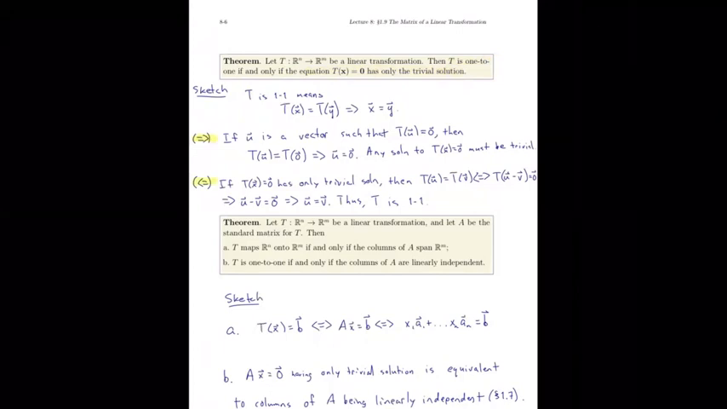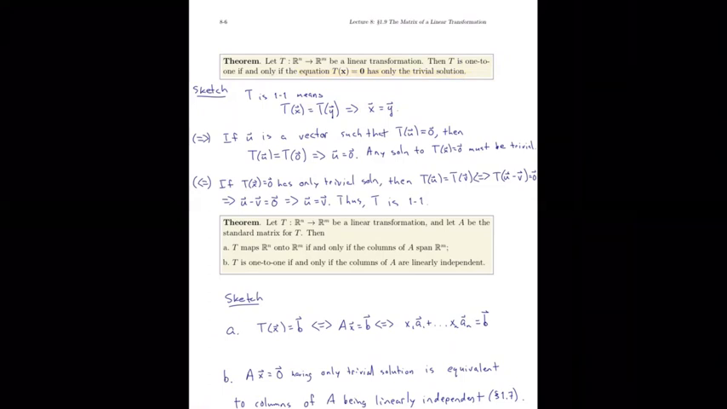Going the forward direction, T being 1-to-1 implies that T(x) equals 0 has only the trivial solution, and then vice versa. To prove a biconditional, oftentimes we'll break it up and do one implication and then the other. Keep in mind that the statement T is 1-to-1 is the same as this implication. That's one side of our equivalence, which is a biconditional. And this is also a conditional statement: if T(x) equals 0, then x equals 0. That's what it means for that to have only the trivial solution.